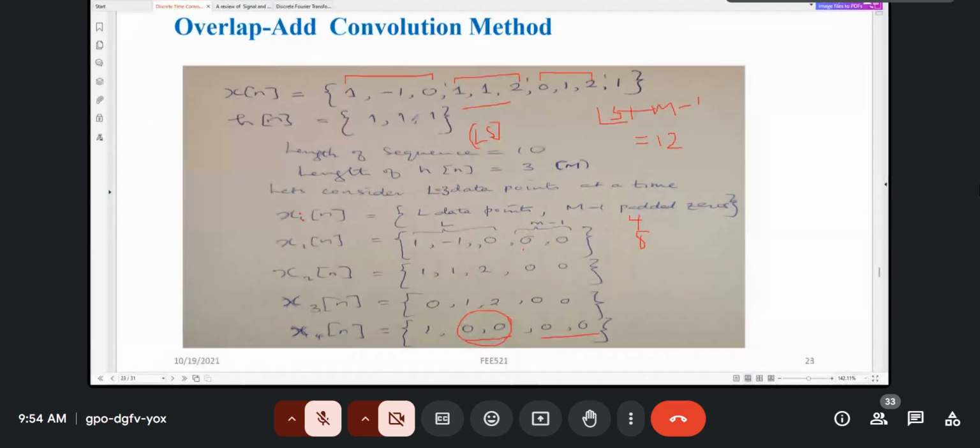When can you use a 4-point DFT? For example, if you have 2 samples, you can use a 4-point DFT because you take the 2 samples and then add m-1 samples. Suppose this was just 2 samples. You can take 3 samples and then add m-1 samples, which is 1 sample, and then use DFT.